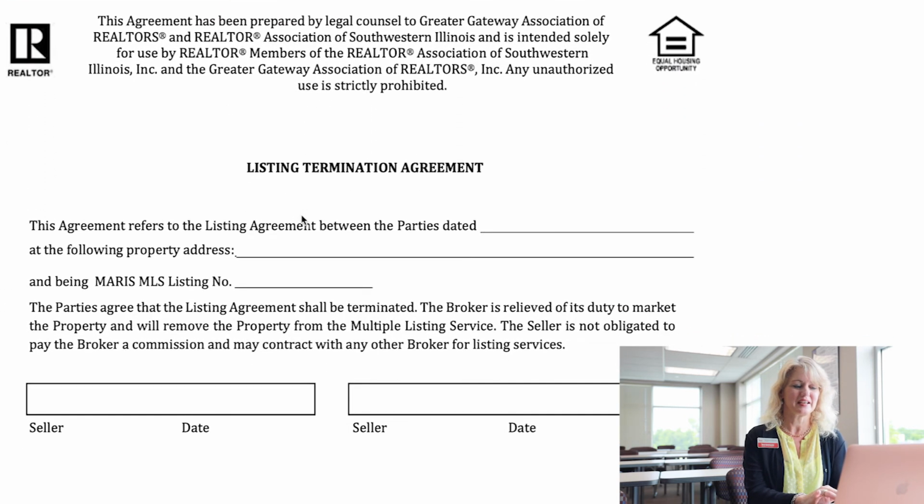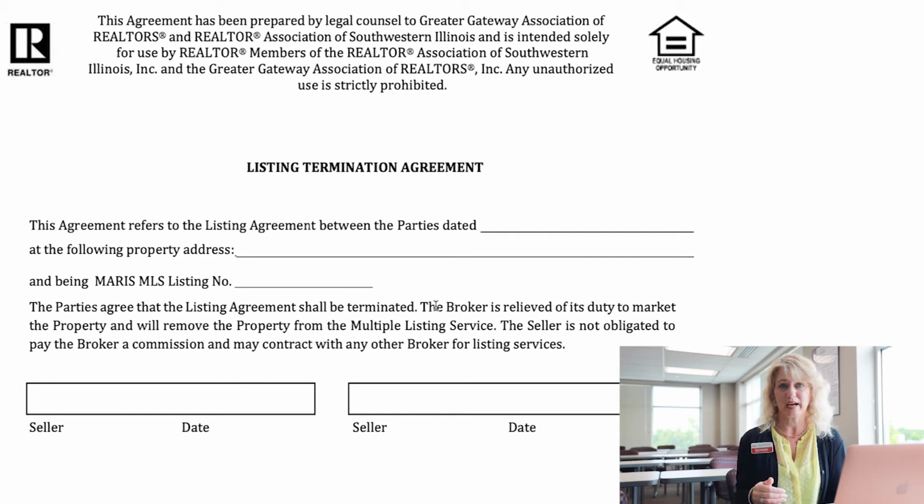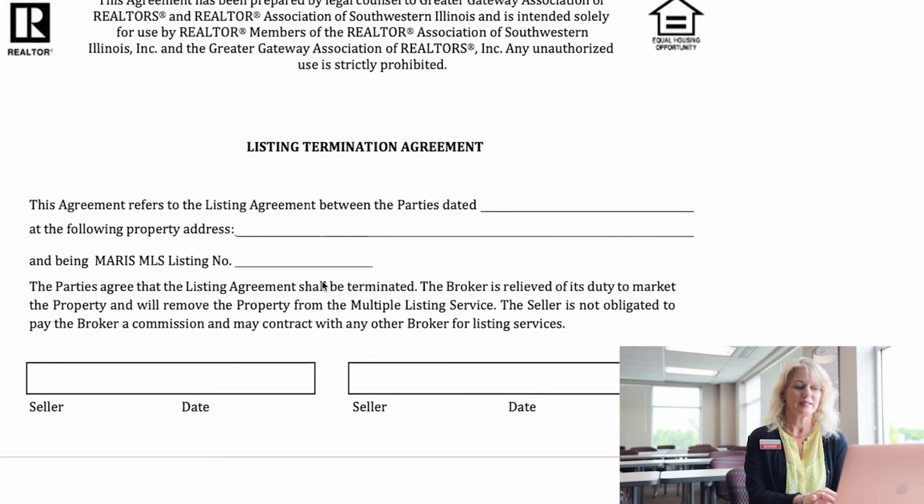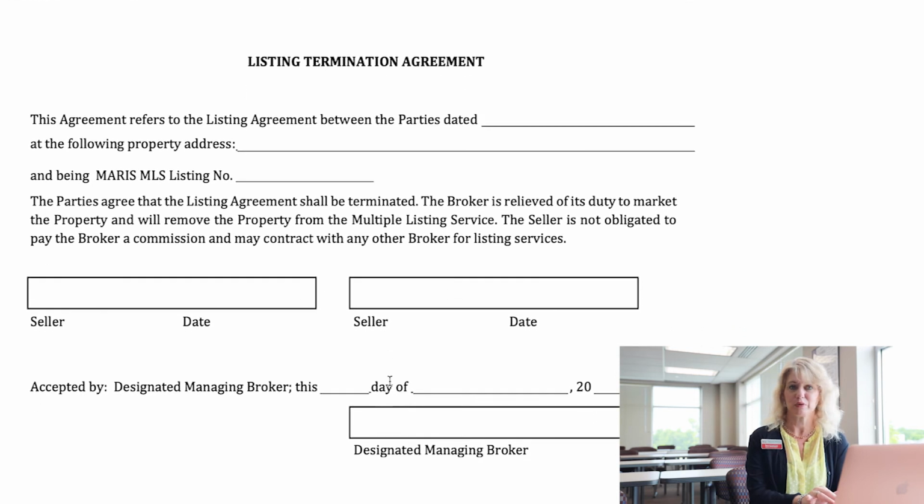Sometimes when there is a disagreement in the service you provide, or the seller isn't providing the services that they're supposed to provide, and it's a mutual decision between you, your client, and Keller Williams Marquis to terminate the listing and sever any relationship. In that event, this is the form that we complete. That's the listing termination agreement. And so the agreement is referring to the listing agreement between the parties. This is the date the listing was signed, and then the property address, the MLS number, the seller signs, and then the managing broker signs.